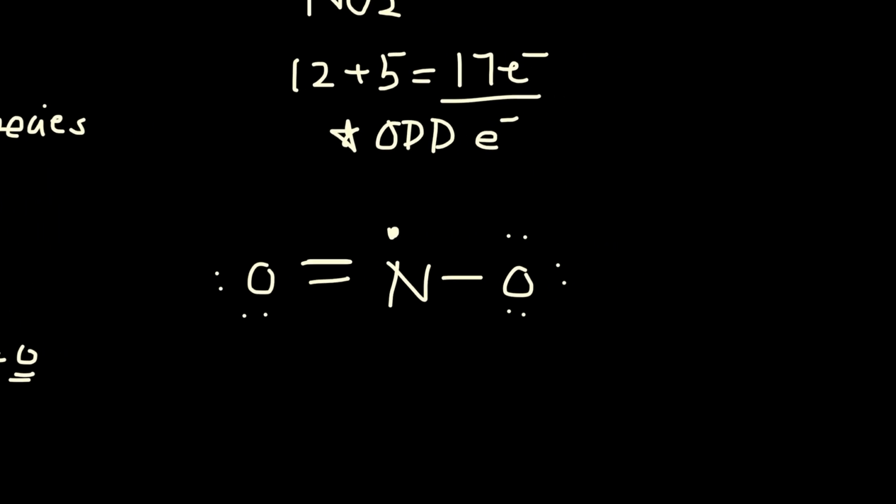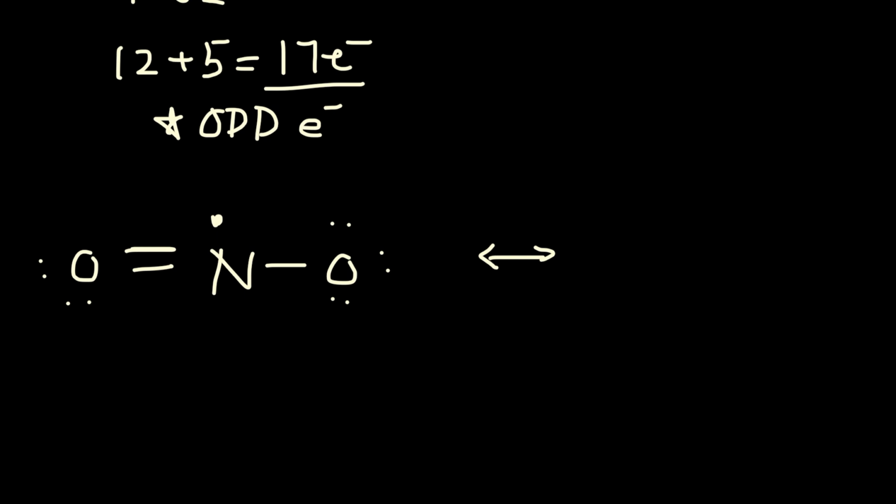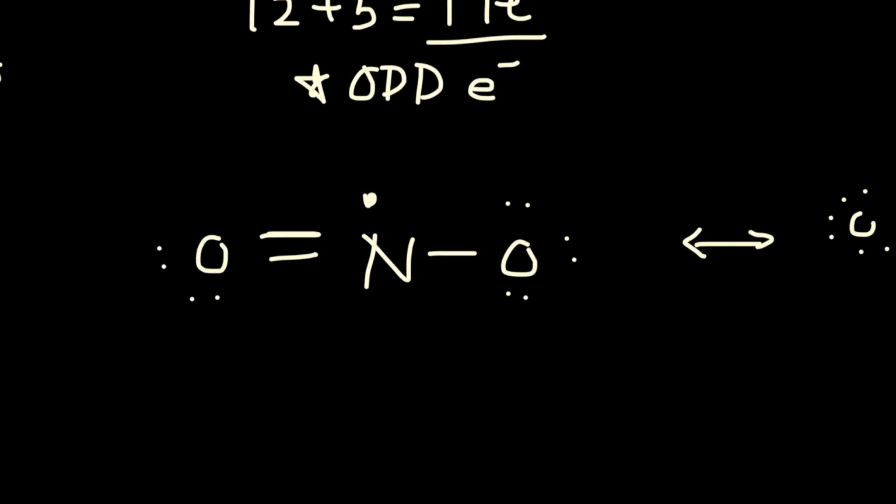But I chose the left oxygen. That means I could have also picked the right oxygen, which means there is a resonance structure. By the way, the geometry for nitrogen dioxide is bent. Okay, and now we can check the octet rule. Good. Now formal charges.